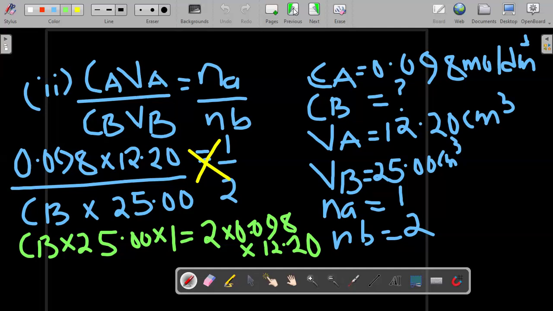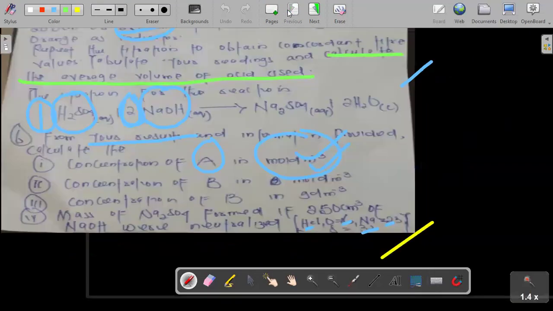Let's go to Roman's figure 3. It says calculate the concentration of B, in what this time? In grams per dm cube. I told you earlier we have two concentrations. One is in mole per dm cube, one is in grams per dm cube. So we are looking for the concentration of the base now, in grams per dm cube.